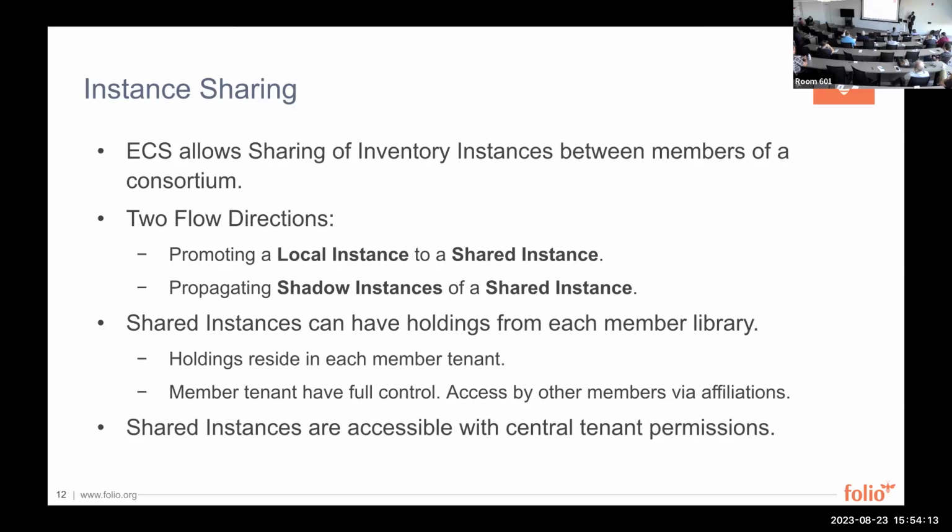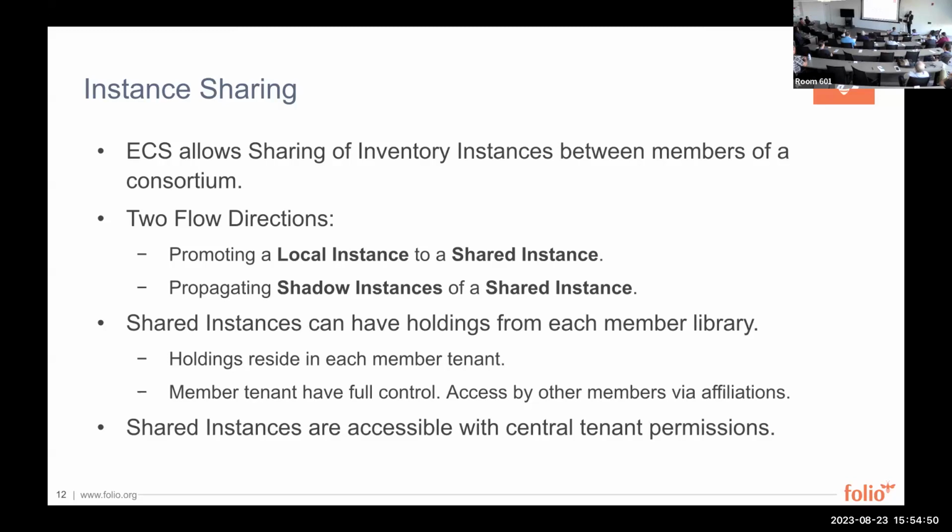Additionally, we're propagating shadow instances of a shared instance. So what does that mean? So you have a local instance, you promoted it to a shared. Now, we need a representation of that instance in the different tenants that are in the consortium. So what we do is we take almost like a replica and duplicate that across the tenants in the consortium. That is done not to break the inventory hierarchy as it exists today. We don't want to have to make more changes or break integrations that exist there.